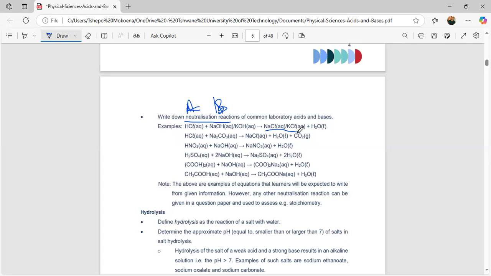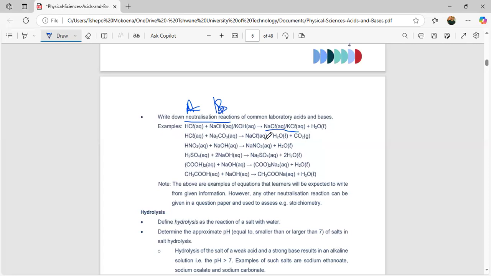Sometimes we form carbon dioxide. But the other thing that I want you to pay attention to is this product over here. This product is called the salt. It's an ionic compound. We also form a salt during this chemical reaction. We can see even here HCl reacting with this base, it forms a salt. HNO3 reacting with NaOH, it forms a salt. This and this, it forms a salt.